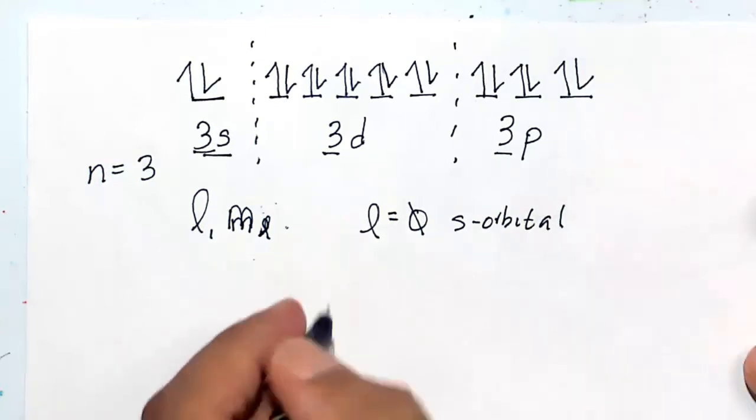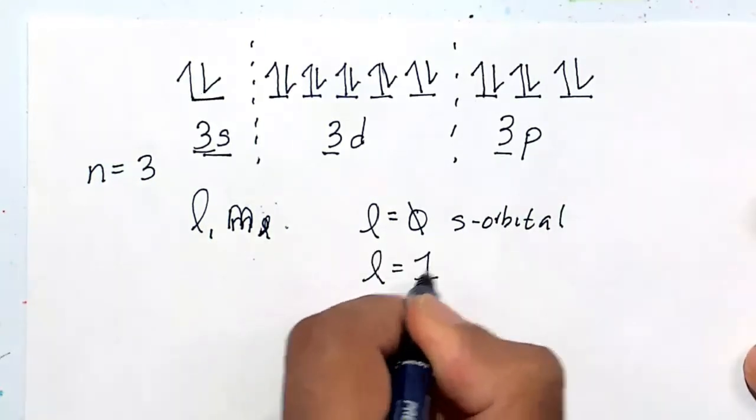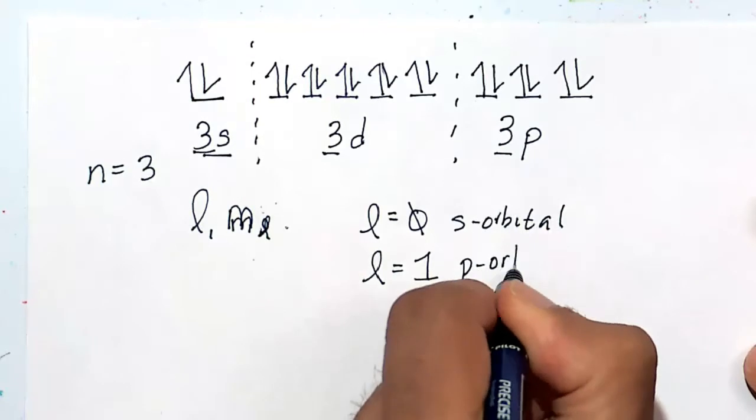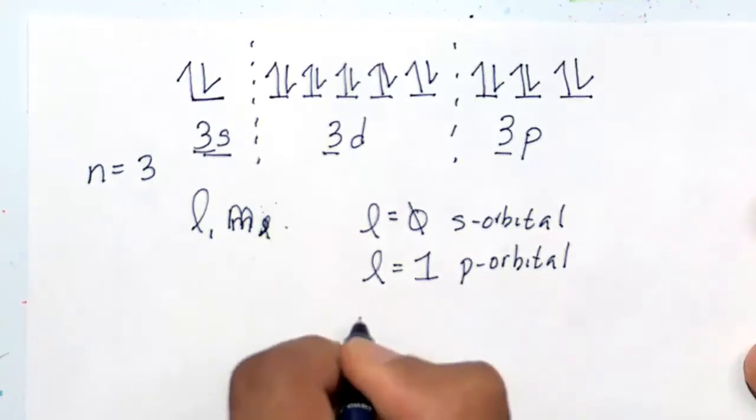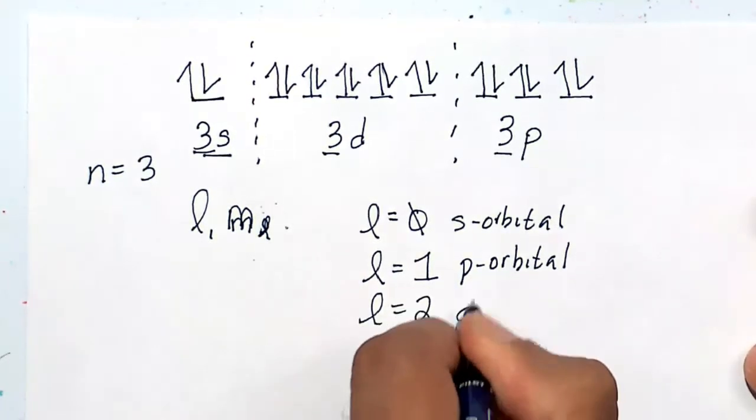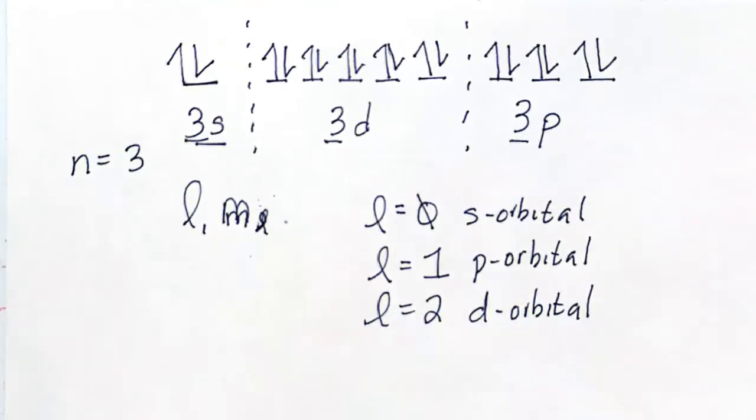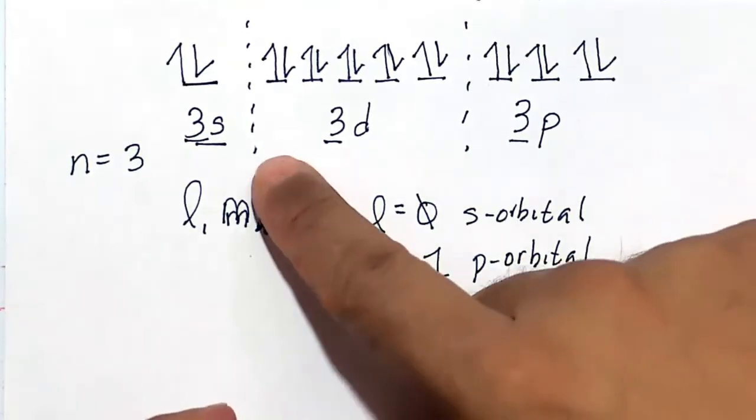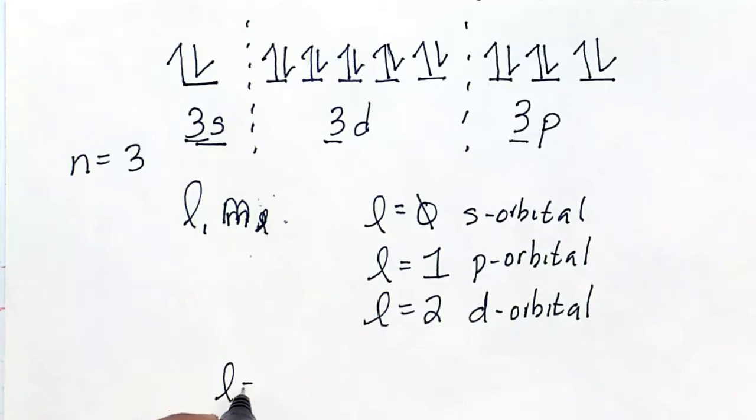Let's skip over to p. If your L is 1, this represents a p orbital. And then finally, if your L is 2, this represents a d orbital. So if you're talking about an s orbital, you're talking about an L of 0.